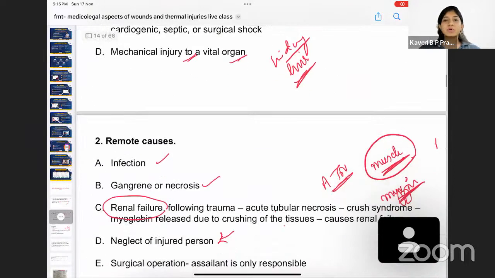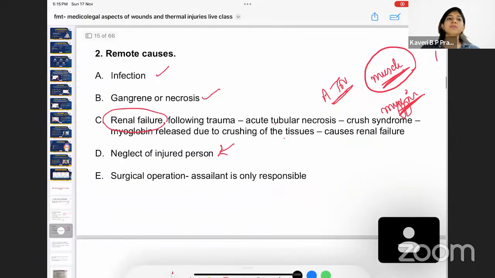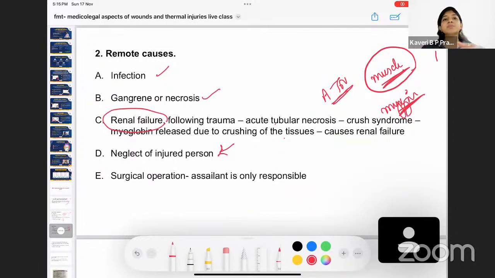Now, coming to the remote causes, for example, we have infection. That is, after a person gets a wound, if it's not treated, there could be infection happening at the wound site, and that could act as a remote cause of death. There could be gangrene or necrosis that is happening if immediate medical intervention is not planned.